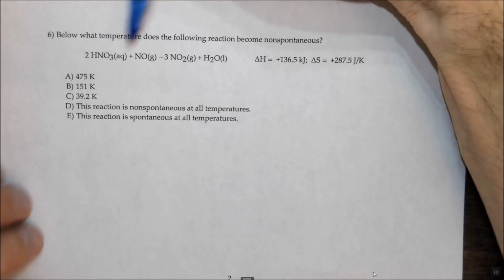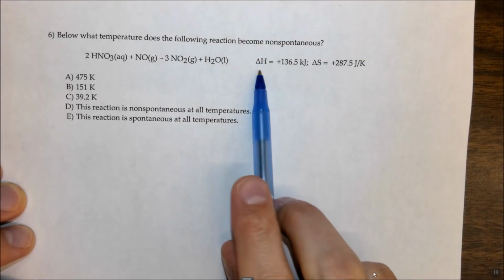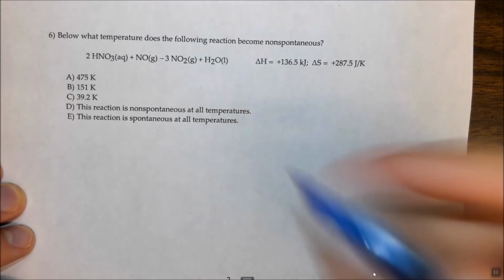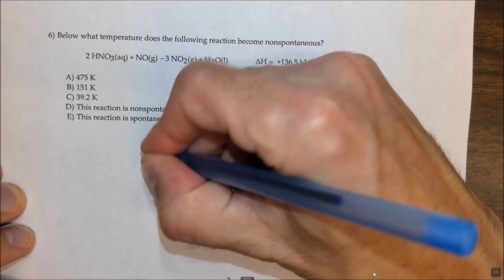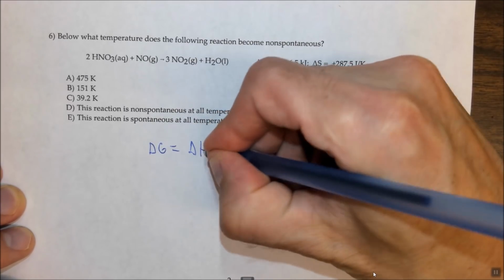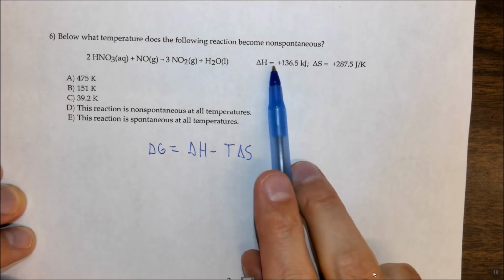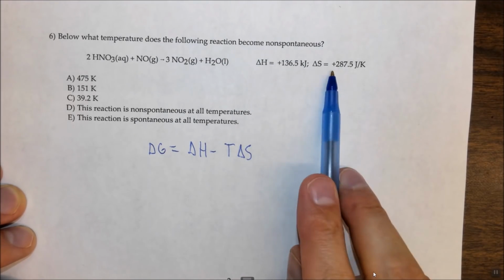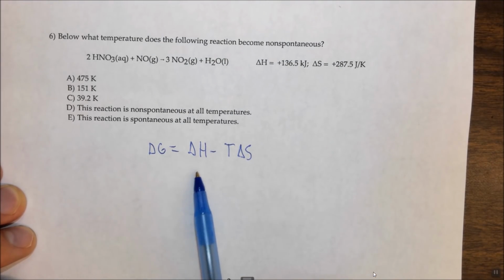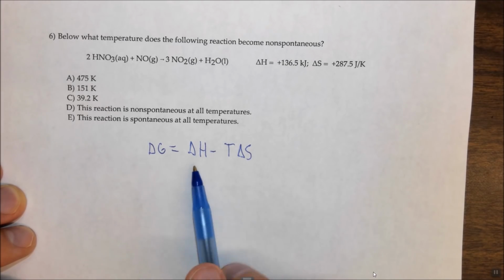Question 6 says, below what temperature does the following reaction become non-spontaneous? And we're given delta H and delta S. So we need to know that delta G equals delta H minus T delta S. And in this case, delta H and delta S are both positive. So as we talked about in questions 4 and 5, which if you haven't watched, you should consider watching.